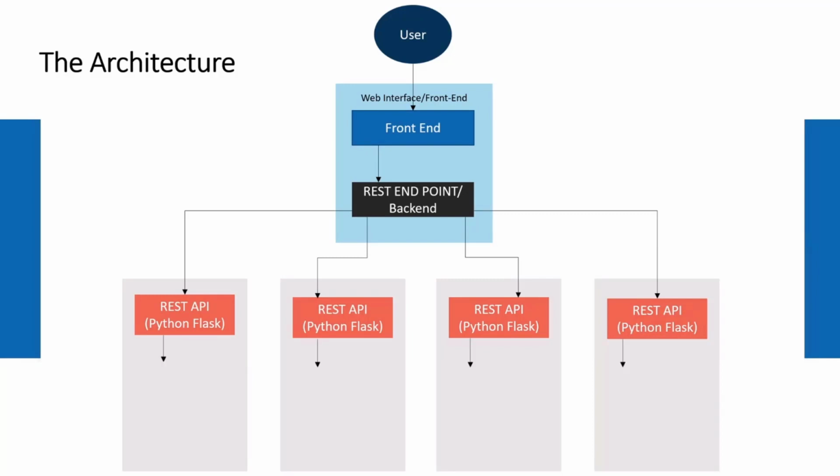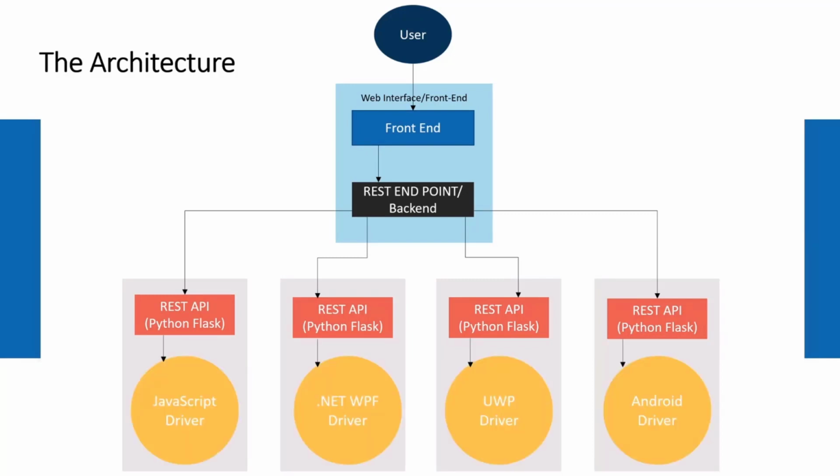Then each REST API is connected to a driver program corresponding to each platform that my project supports. The REST API sends the user's inputted JSON payload to this driver program. For JavaScript and .NET, it starts the driver program as a child process and communicates over standard in and standard out. For UWP and Android, these are REST apps, so the REST API just sends a post request to these driver apps as well.